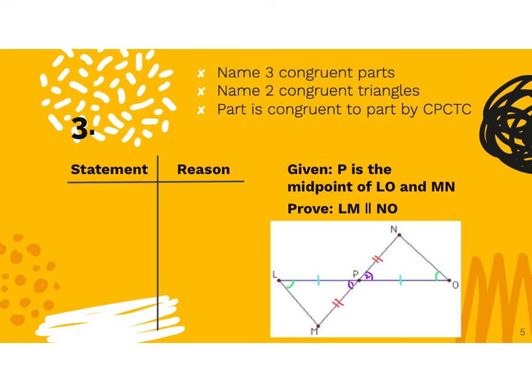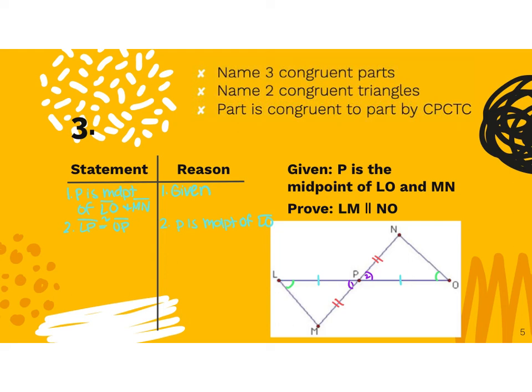Now let's go ahead and write this whole proof out. All right, so let's start by writing out what we're given. P is the midpoint of LO and MN, and this is given. Then, because we found that, we can say that LP is congruent to OP. And either you can write definition of a midpoint, or you can say that P is midpoint of LO.